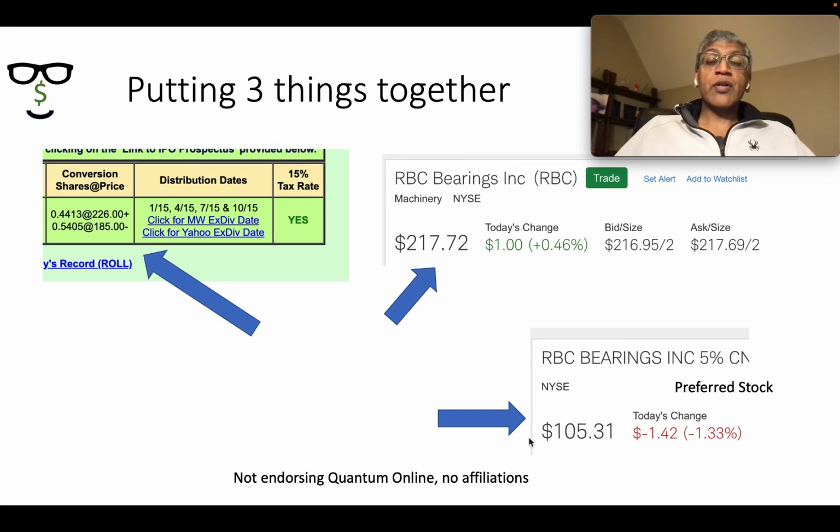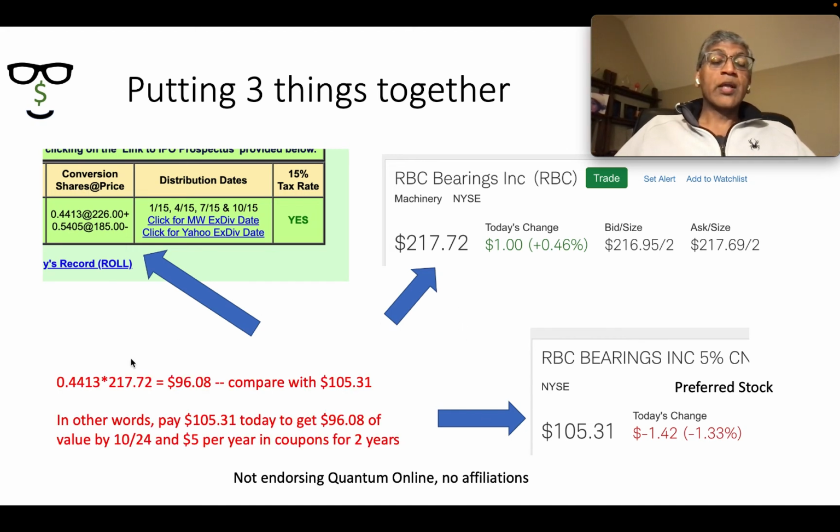And the preferred is trading at 105. If the preferred is trading at 105, the equity is trading at 217.2, then the implied conversion ratio is actually 96. Here is what this says. What this is saying is, pay me $105.31 for the net value of $96 plus a 5% coupon every 3 months.